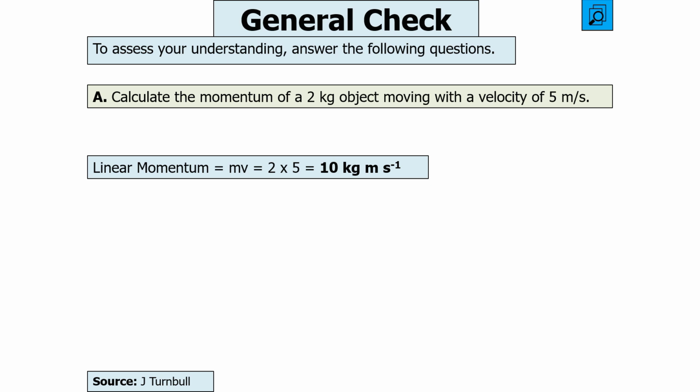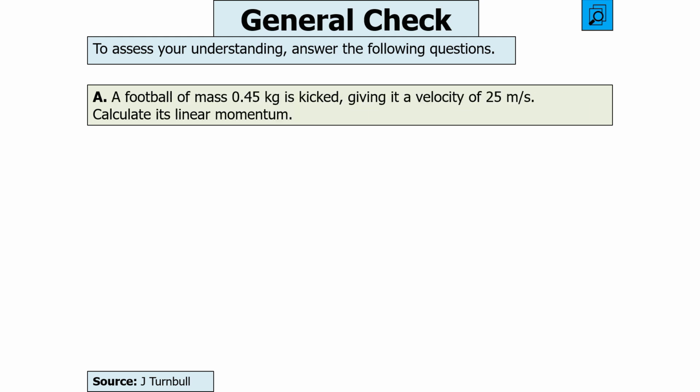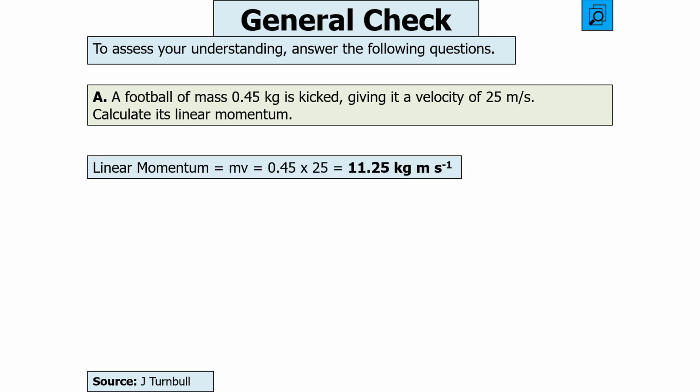A football of mass 0.45 kilograms is kicked, giving it a velocity of 25 meters per second. Calculate its linear momentum. So pause the video now, and unpause the video when you want to go through your answer. Linear momentum is mass times velocity, 0.45 times 25, which is 11.25 kg m/s.